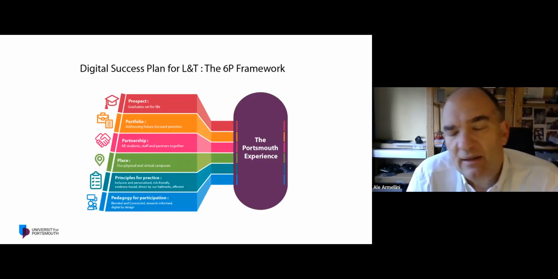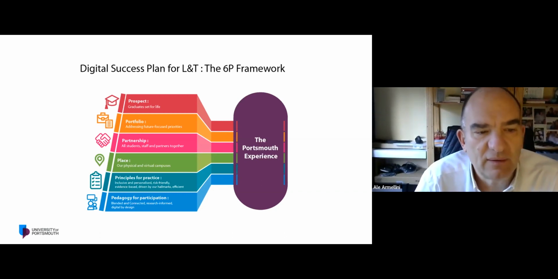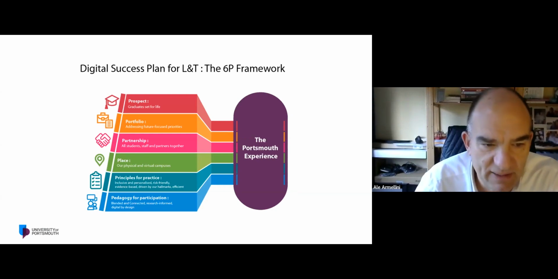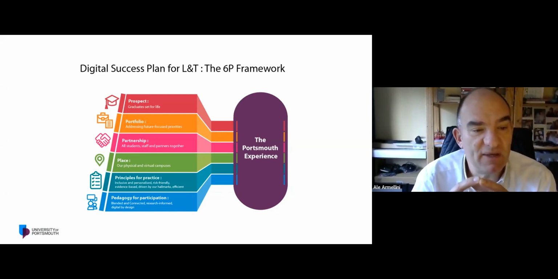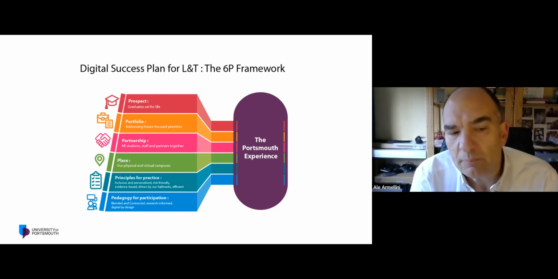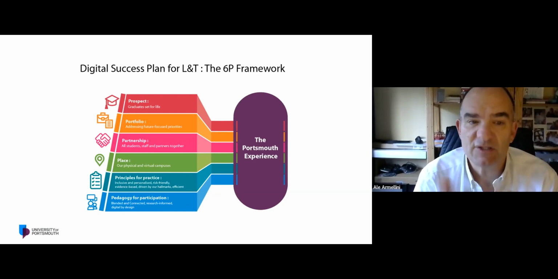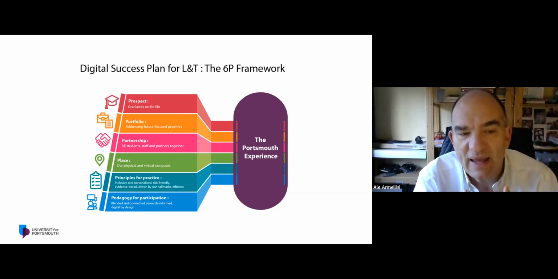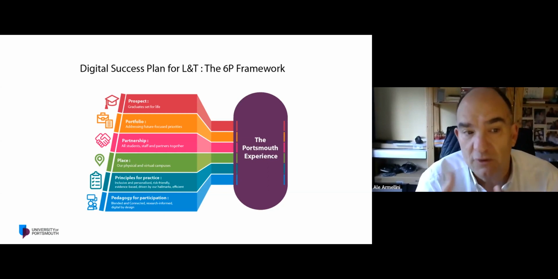The Digital Success Plan is built around the 6 Ps, which are listed there. So bottom up, we've got pedagogy for participation, and that's where blended and connected appears. And that's actually the only reference in the 6 Ps to the word digital. Principles for practice, and that's where we have inclusion, risk friendliness, evidence-based, and driven by our hallmarks and efficient. Place, our physical and virtual campuses. Partnerships with students, with a view to embedding our student partnerships in most of what we do, if possible in all of what we do.